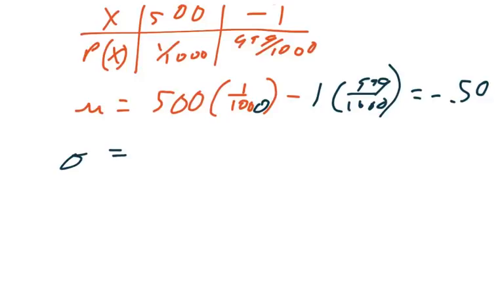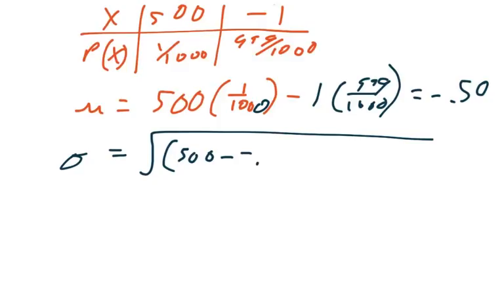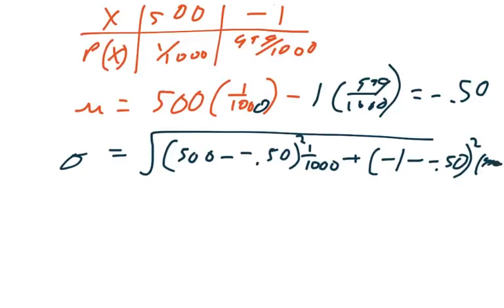And the standard deviation for each time you play would be the square root of 500 minus -0.50 squared times 1 over 1,000, plus -1 minus -0.50 squared times 999 over 1,000. And that turns out to be 15.82.